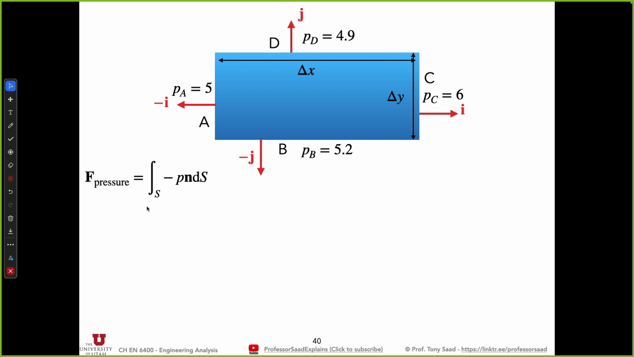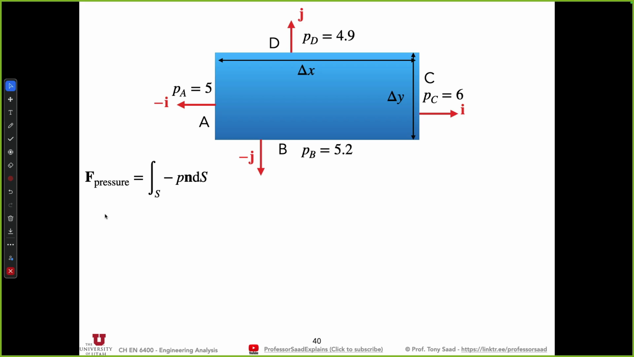Okay. Now, if I wanted to compute F pressure, I need to evaluate the pressure force on that entire volume. Okay, on that entire volume. All right, because that volume is closed. The pressure is acting on it. It's going to either push it up or down or sideways, right?